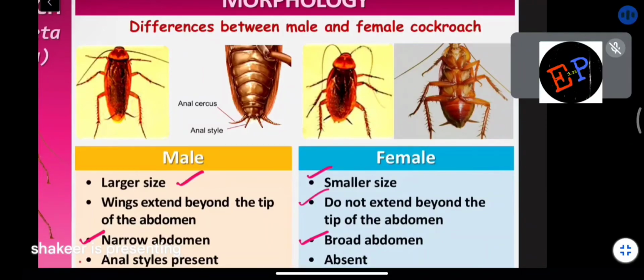Okay, so anal styles are present. Anal styles are male parts, no? So they are absent in the case of females. Brood pouch is absent in males. Brood pouch is a feature of the female, for brooding, for breeding. Are you able to understand? Genital pouch is present. Genital pouch and brood pouch are not one and the same. Clear, no? But the brood pouch can also be called a genital pouch in the case of females. So brood pouch is present in the case of females, and it is absent in the case of males. Okay, that's it.